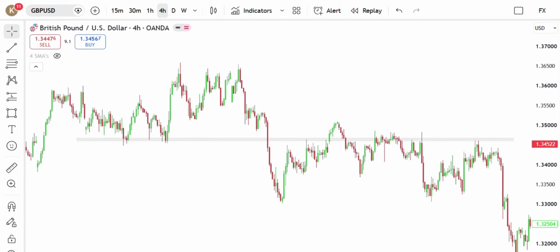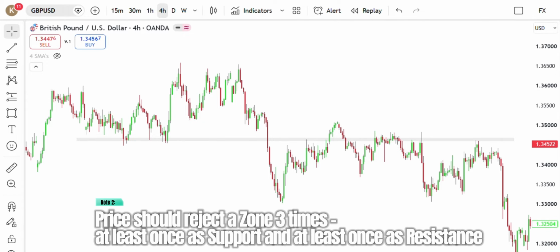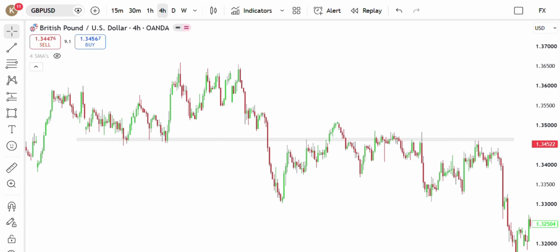Now, as the name suggests, for a zone to be valid, it has to pass through multiple areas of support and resistance, such as this, where it hits support, breaks through, and then turns into resistance. A general rule of thumb is that price has to hit a zone at least 3 times as support and resistance for it to be classed as strong enough to mark up on our charts.